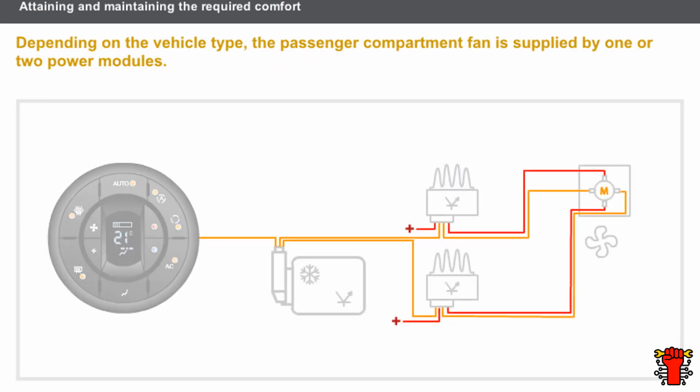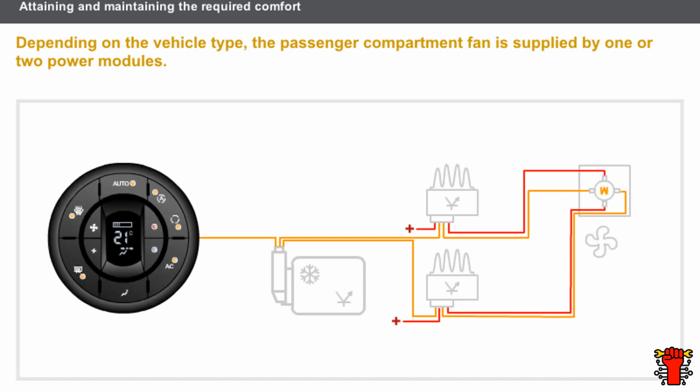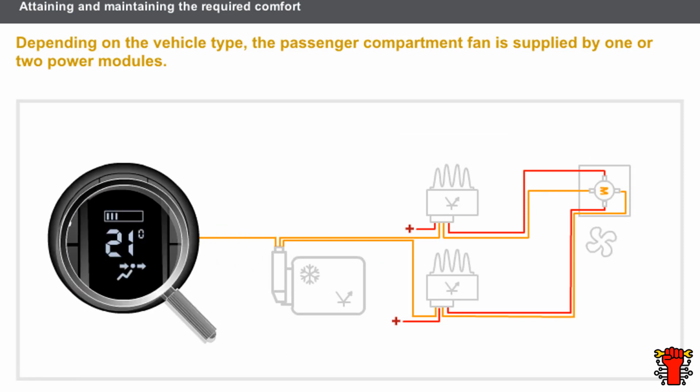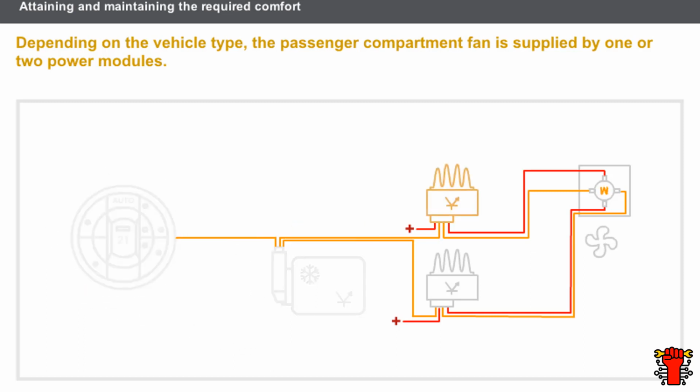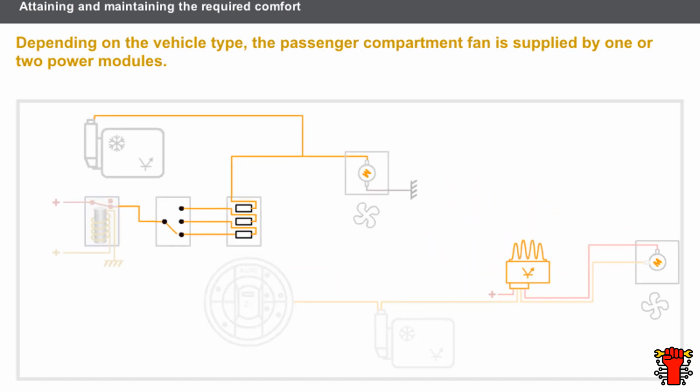The system or user adjusts the ventilation speeds to obtain the desired airflow. Let us look in detail at the control of the passenger compartment fan. Depending on the vehicle type, the passenger compartment fan is supplied by one or two power modules. For one-zone ventilation, vehicles can be fitted with a resistance power module or an electronic power module.